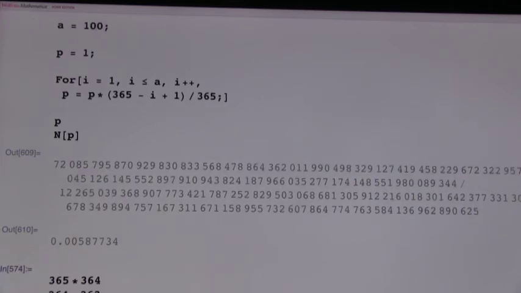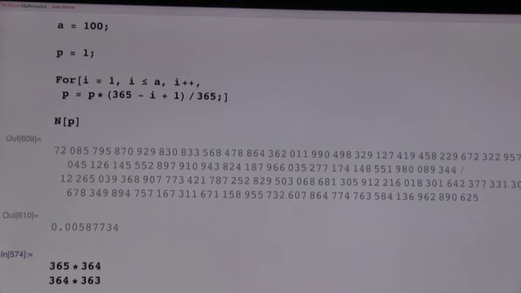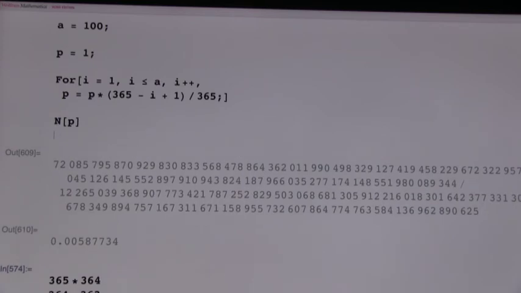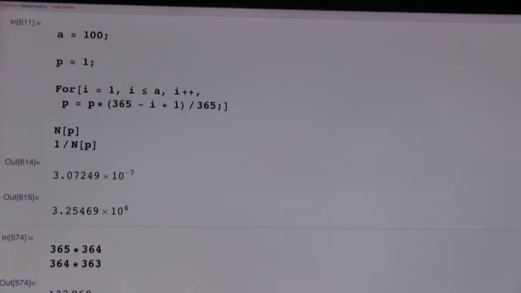And with 100 people in a room, what do you think? In fact, I'm going to get rid of p just because it's silly at that point, and I'm going to do 1 divided by p. So we see 1 in how many? What do you think with 100 people? 1 out of how many? Maybe 1 out of a million. 1 out of 3 million?